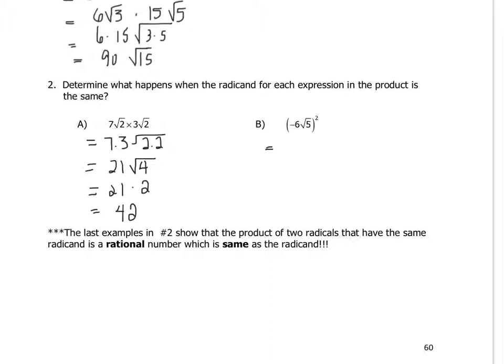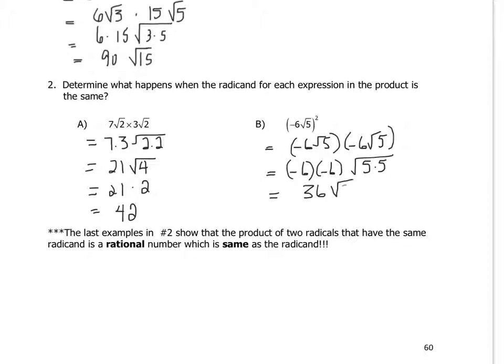And if we look at the next one, negative 6 root 5 squared means negative 6 root 5 times negative 6 root 5, which is going to be negative 6 times negative 6, and root 5 times 5, or 36 root 25, which is 36 times 5, and again the radical basically disappears because you're multiplying a radical by itself. You end up with a perfect square under the radical sign, and then once you take the square root of that, obviously there's no square root symbol anymore. So 36 times 5 should be 180, I believe.